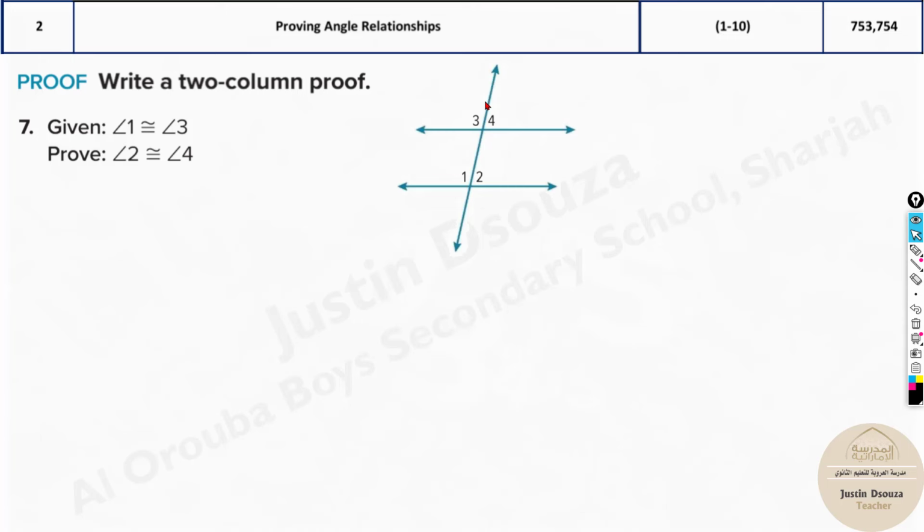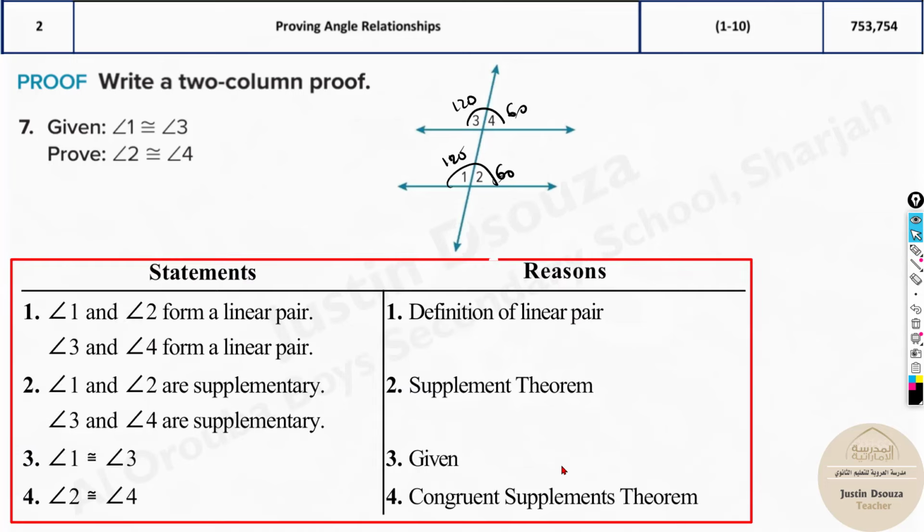You can also consider, because they are corresponding angles, this will also be equal. Or since they are supplementary, that's the easier way. These both are supplementary or linear pairs. If one is equal to the other one, see, if this is say 120, this is also 120, then 180 minus 120 will be 60. They both are equal. So here, because of supplement theorem, congruent supplements theorem.